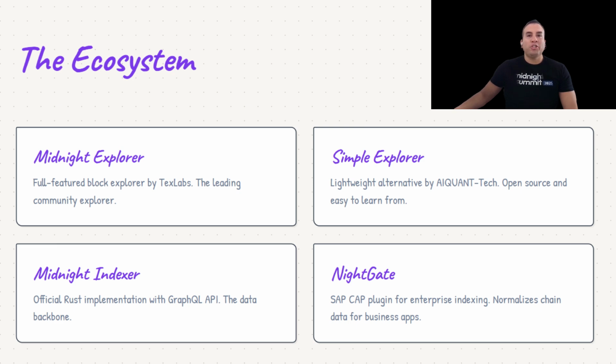Third, the official Midnight Indexer. This is the Rust implementation with the GraphQL API. It's the data backbone. Both explorers query it and your DApps can query it too. And fourth, NightGate. This is an interesting one. It's a SAP CAP plugin for enterprise indexing. It normalizes chain data into formats that business applications can consume. If you are bridging Midnight into corporate systems, NightGate is your connector.